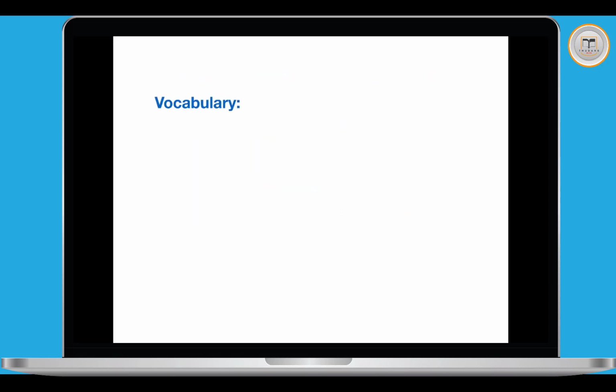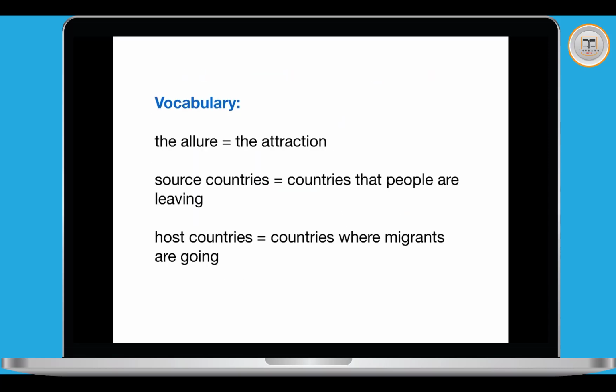Let's check the vocabulary from that question. We had the allure, which is the attraction. Source countries are the countries that people are leaving when they migrate, and host countries are the countries where the migrants are going to. Now we can move on to question 3.